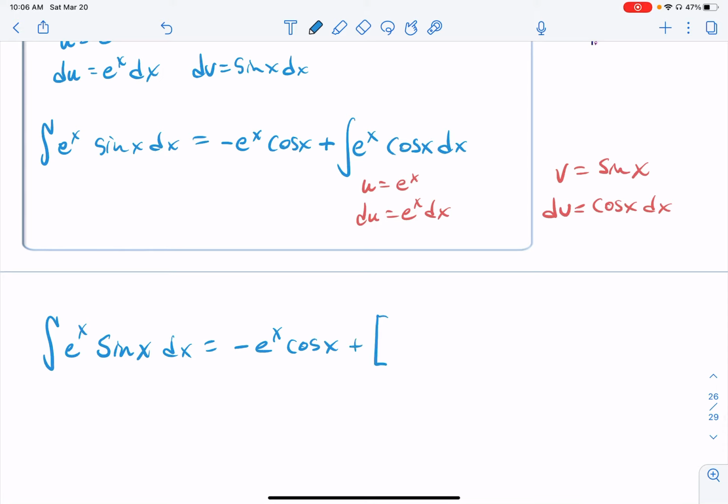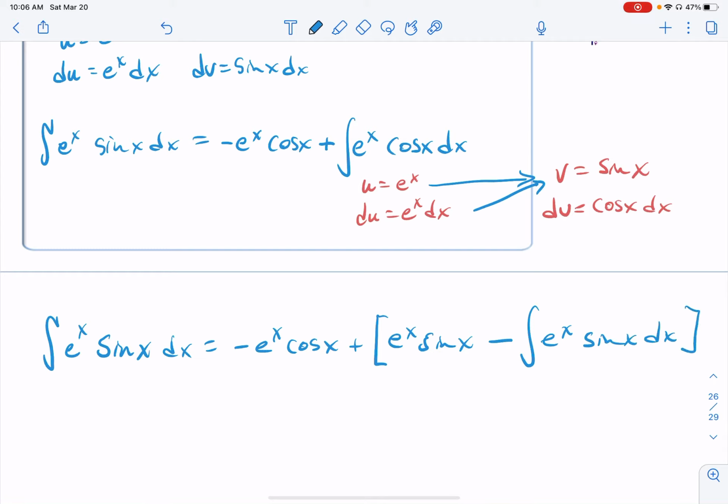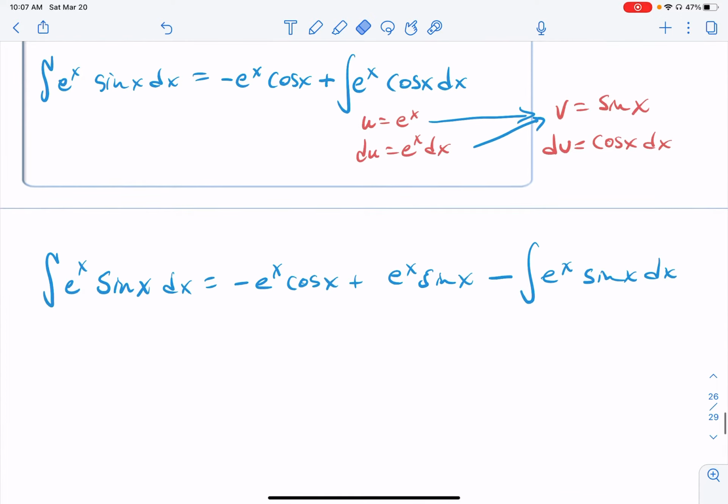Maybe it's needed, maybe it's not. uv is e to the x sine x minus the integral v du, which is e to the x sine x dx. Were the brackets needed? In this case, they definitely were not. Okay, maybe if we had to distribute something through that, or we had factored out a number or something, but we didn't, so we didn't need the brackets.